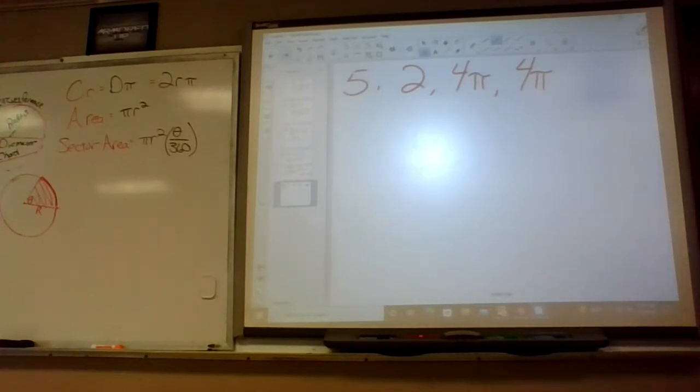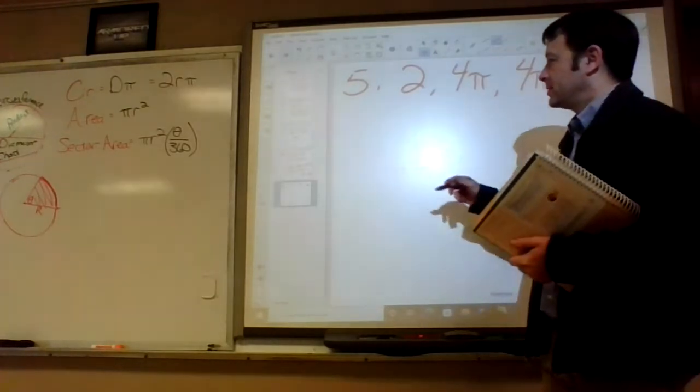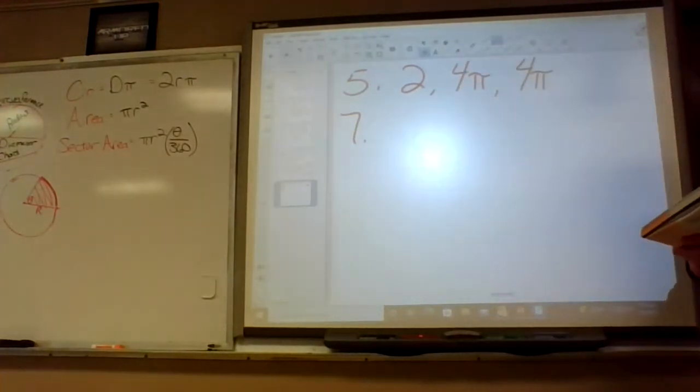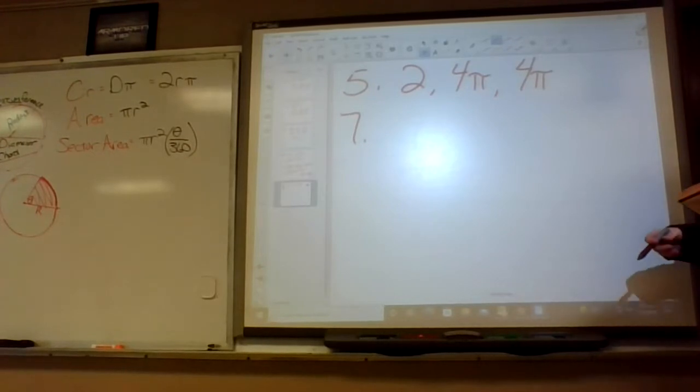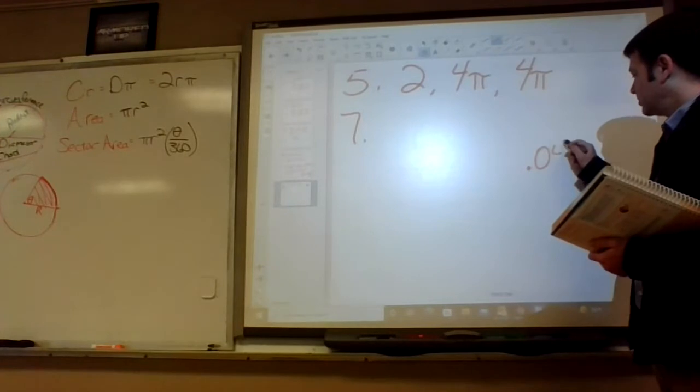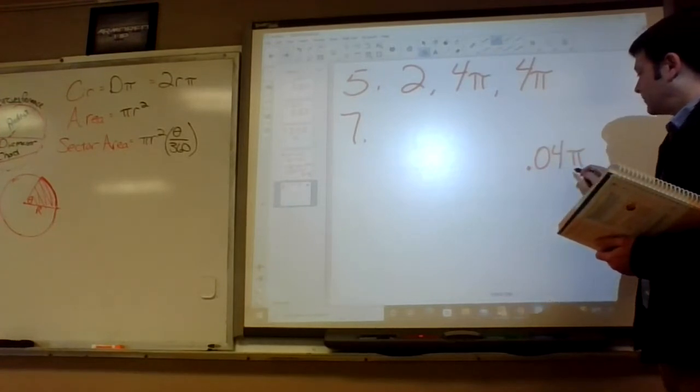Is it okay if I finish it out, the 4 times pi? No, just go ahead and leave it with pi. That's how the book says it, so when we're grading, that's how we're going to say it. Number 7. Okay, if the area is 0.04 pi, how can we go backwards and find the radius?